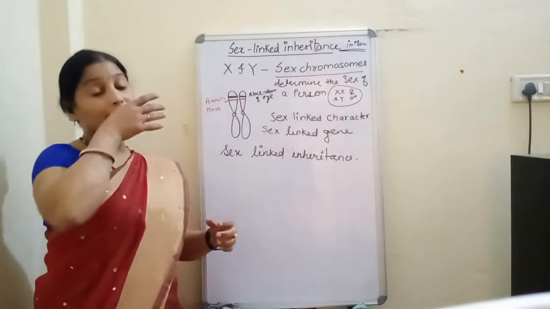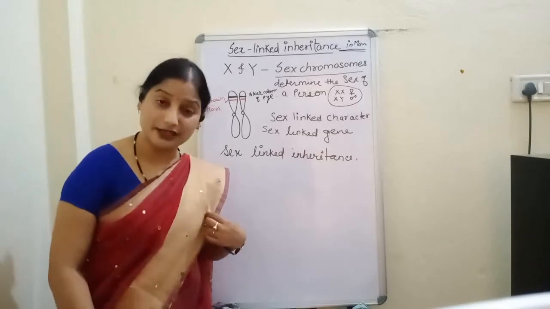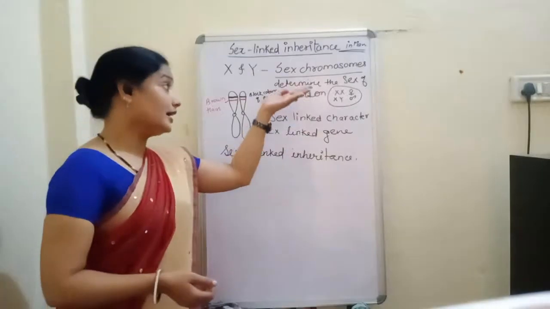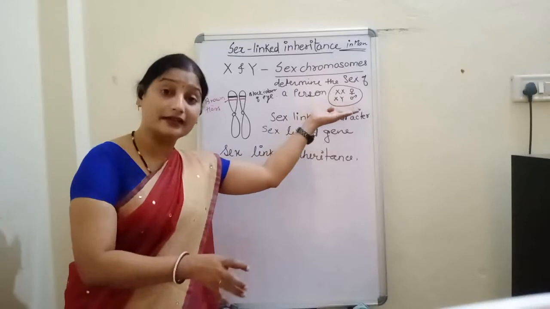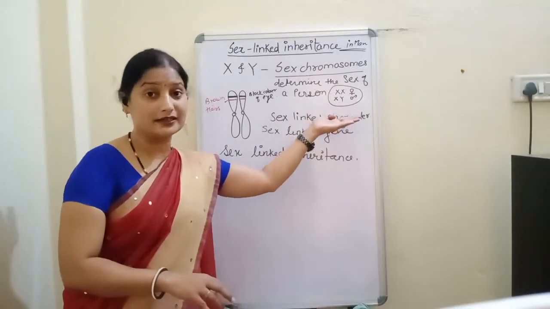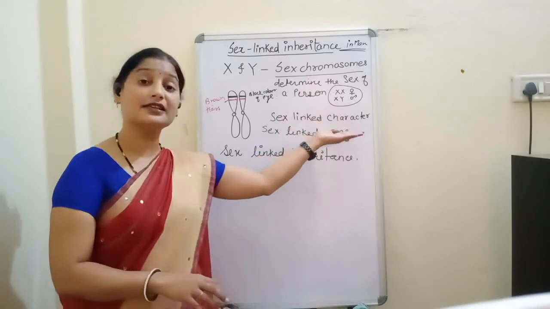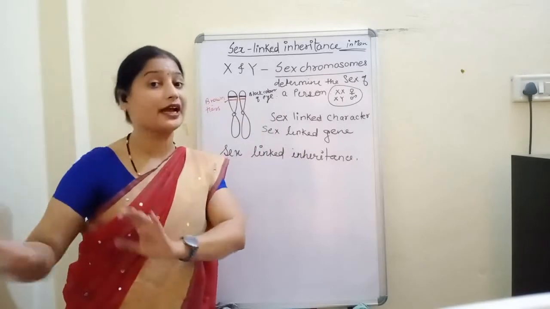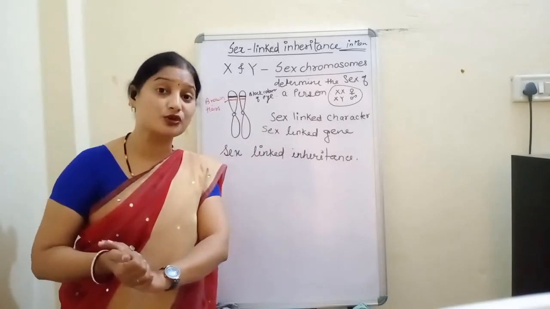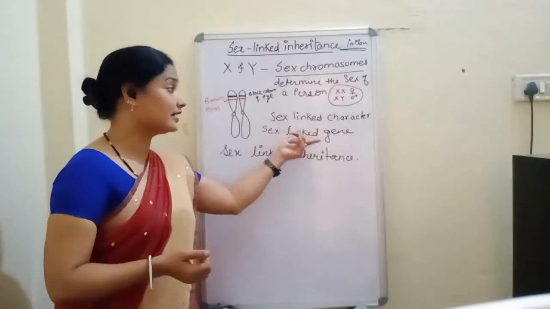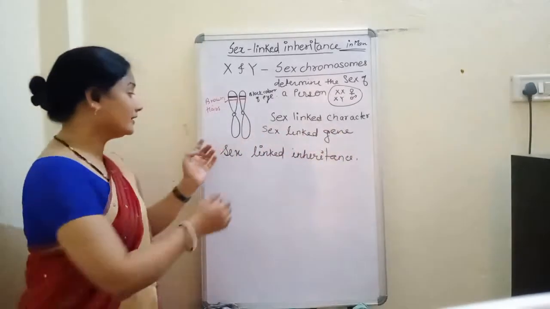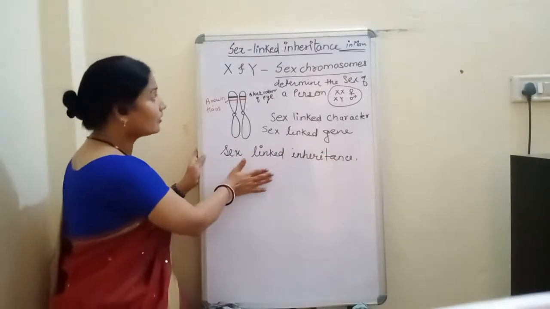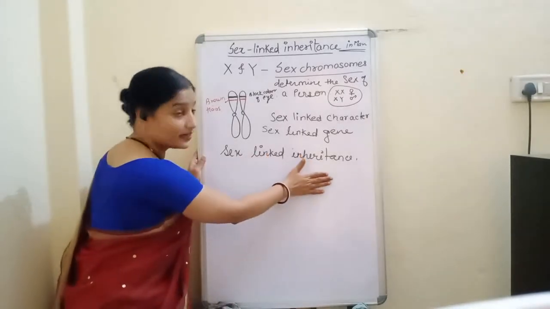Okay. So, see, these are the four important terms we have got here. One is the chromosomes which are used to describe the sex of a person. They are called the sex chromosomes. Second, if these chromosomes have some body characters, then they are called sex-linked characters. Okay. And the genes which describe those characters which are present on the sex chromosome are called sex-linked genes. Clear? And the method of inheritance of these characters is called sex-linked inheritance.